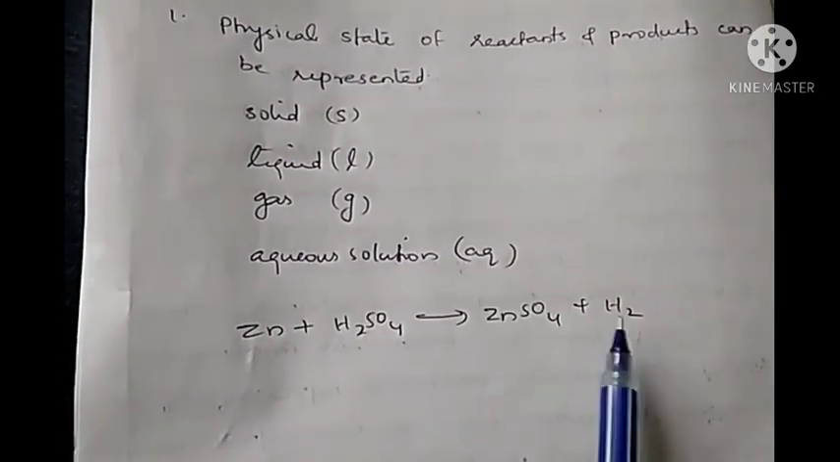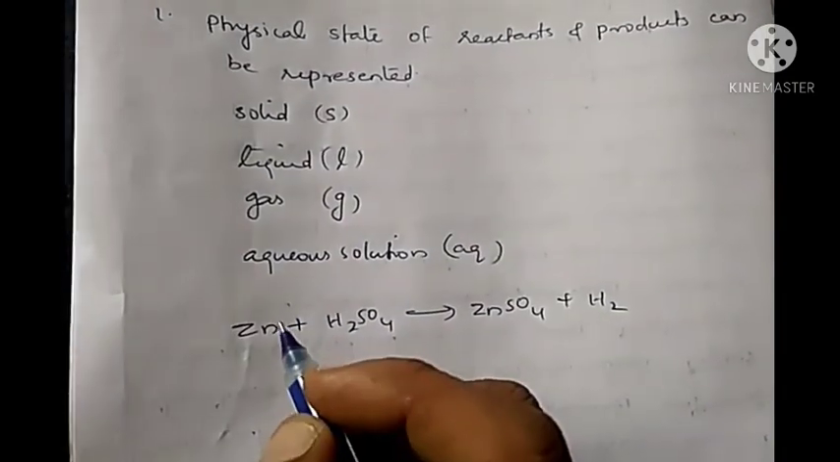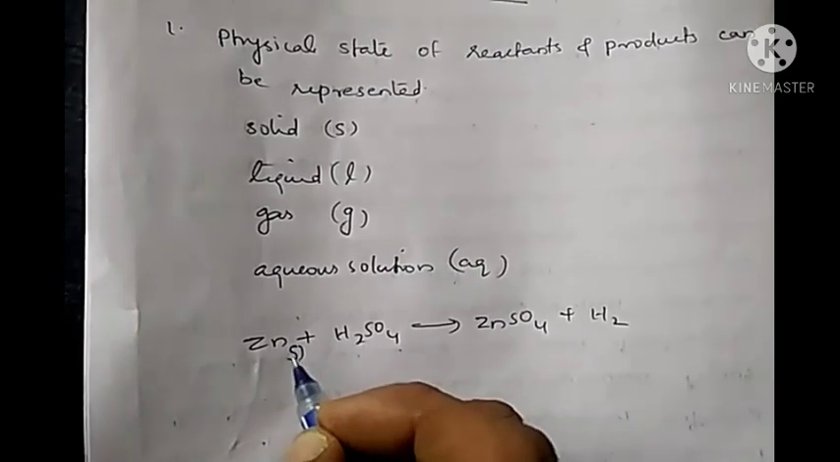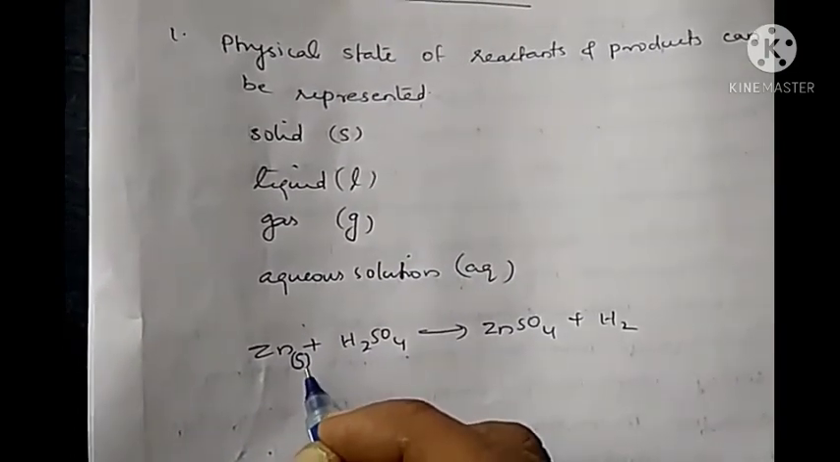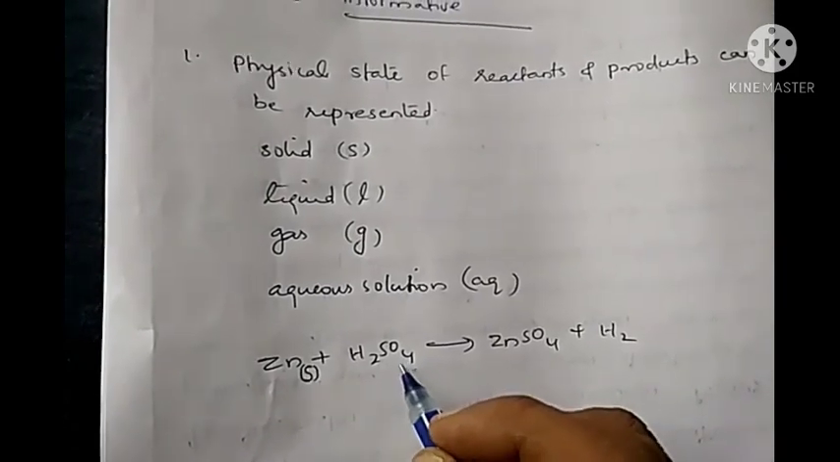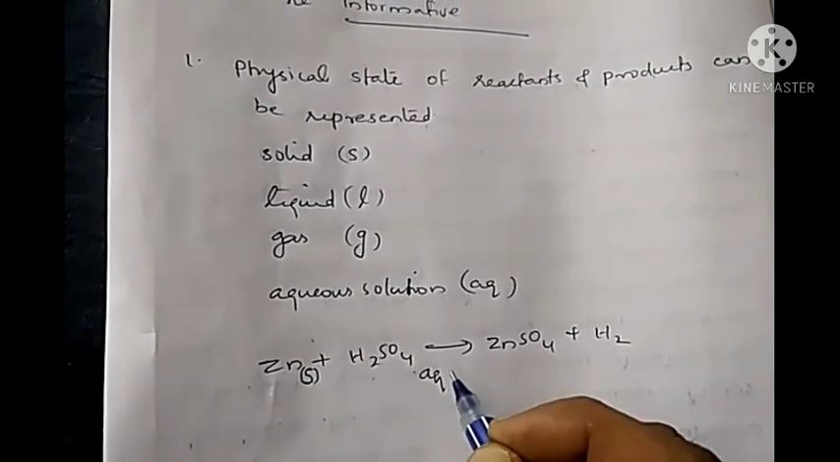Now in this equation, Zn plus H2SO4 gives ZnSO4 plus H2. Zn we are using is in the solid state. So here we can write S in brackets as a subscript. That means zinc is in solid state. Then for H2SO4 we are using the aqueous solution, so we can write AQ in brackets. So sulfuric acid aqueous solution we are using in this reaction.